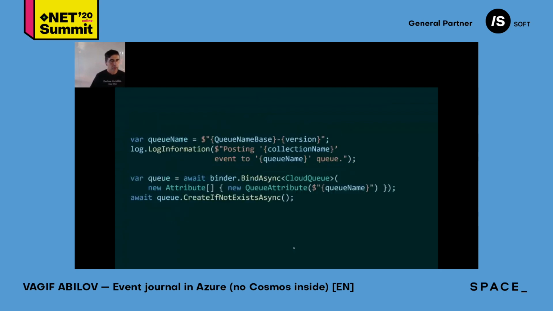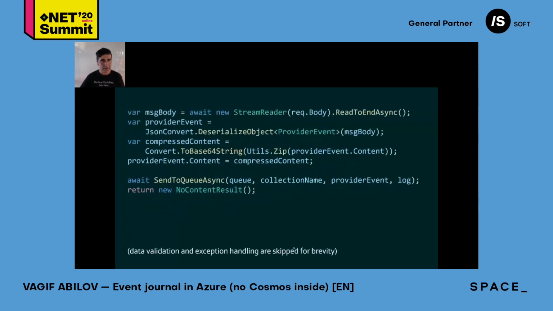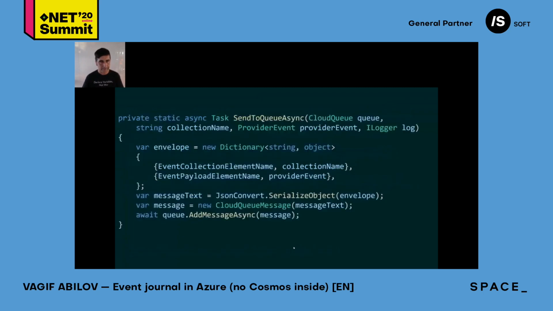This is the body of this method. You see, it's quite simple. We just generate a queue name, we log what we're doing, and then we create the queue if it doesn't exist, so it's done only once. Then we create the message body, the message that will be queued, and here we use just classic JSON. We serialize it, we zip it, then serialize it to a base64 string and send it to the queue. Of course, there is some exception handling here, but I skipped it for the sake of brevity.